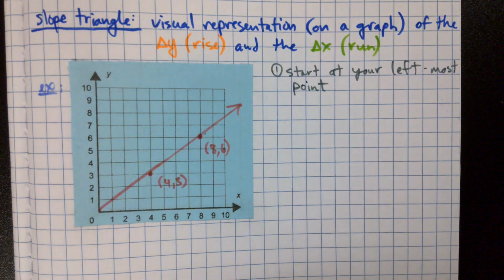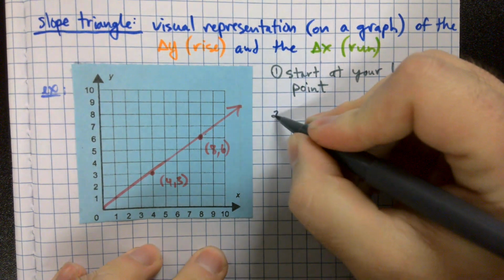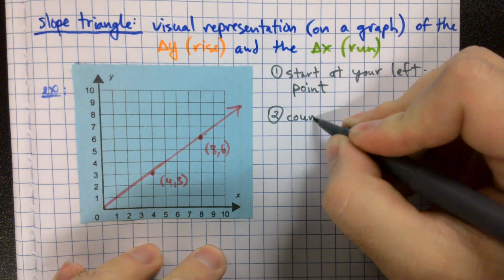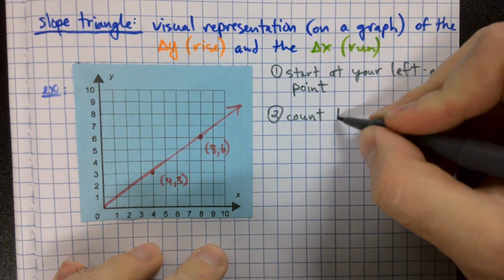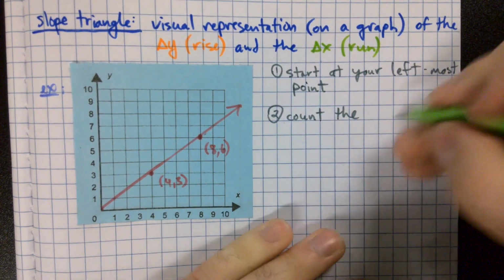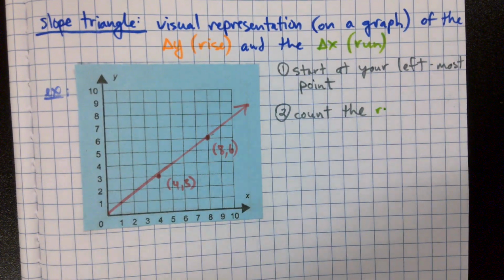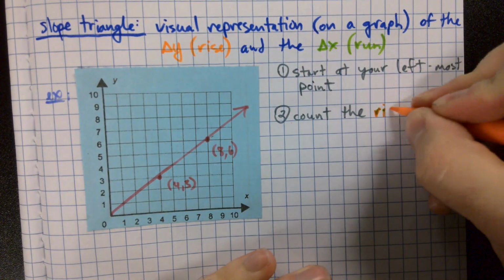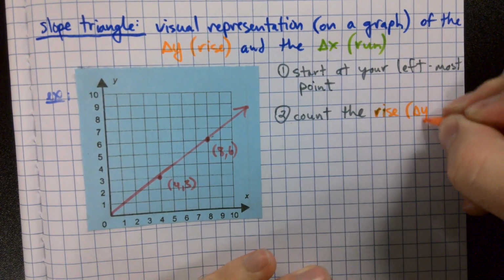So we're going to start at our leftmost point. We're going to count the rise, which is our change in y.